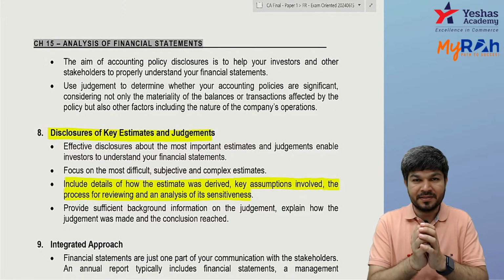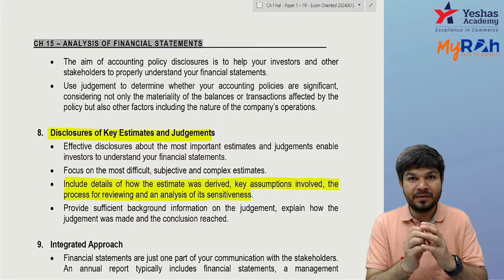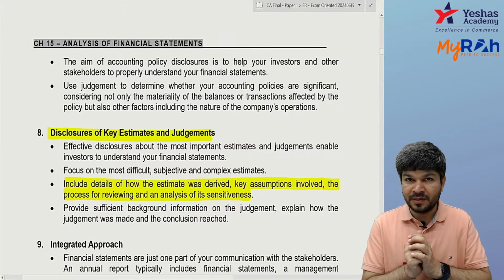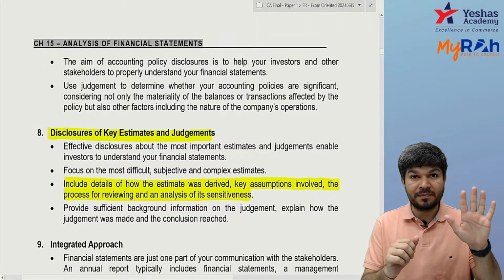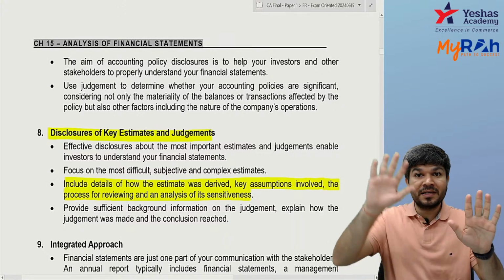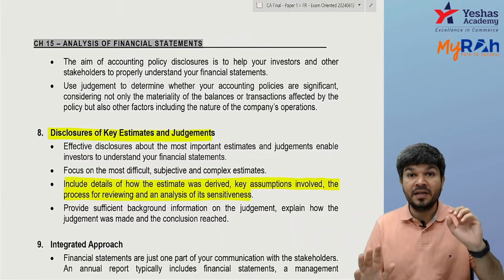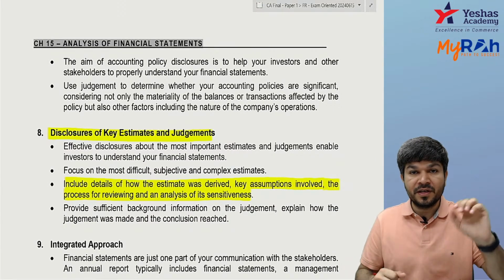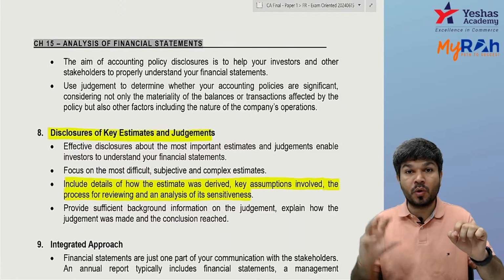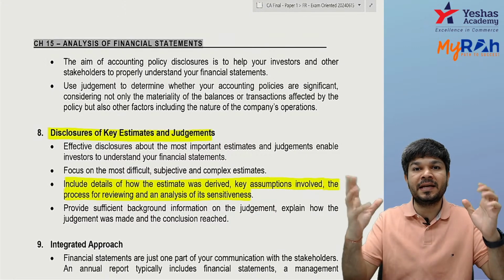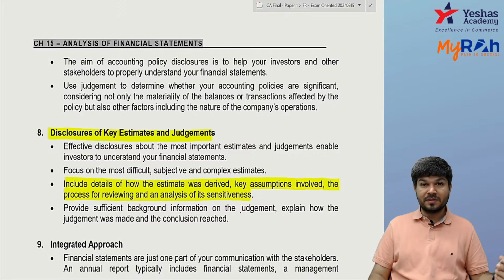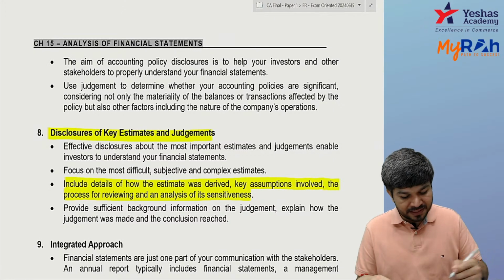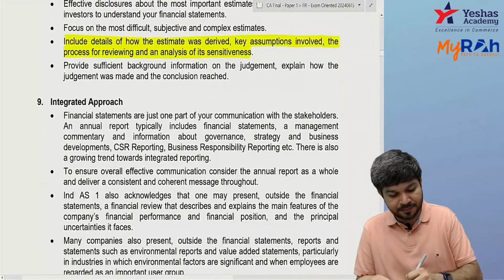Imagine, for example, we are assuming a growth in business of 5%. If 5% growth is there, these are the revenues and profits expected. If growth is 6% instead of 5%, what will be the effect? If growth is 4% instead of 5%, what will be the effect? That's called sensitivity analysis. Okay, disclose key estimates, judgment, and last, integrated approach.